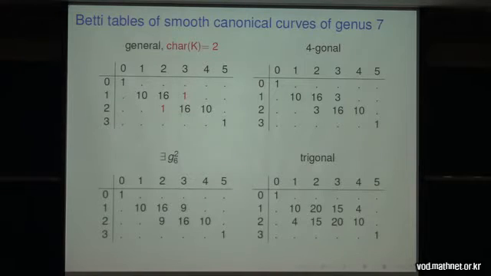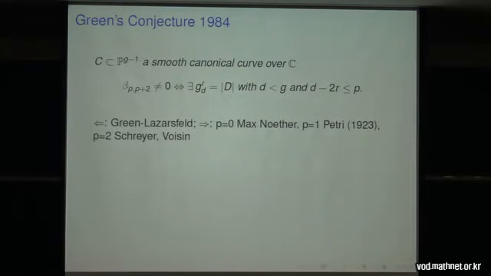All right. So what's the general picture? Well, it's Green's conjecture from 1984. So C in P^(g-1) is a smooth canonical curve. Then the Betti number b_{p,p+2} is non-zero if and only if there exists a linear system of divisors of dimension r and degree d, d less than g, such that d minus 2r is less than or equal to p. So one direction was proved by Green-Lazarsfeld. So if you have a special divisor, you get some geometry. Out of the geometry, you get that this number is non-zero.